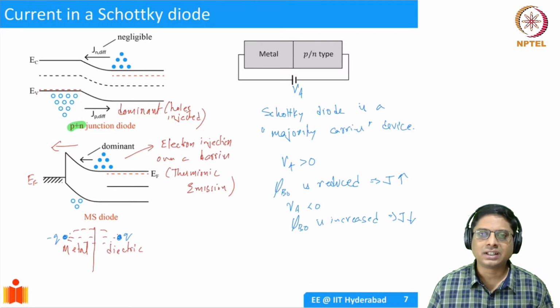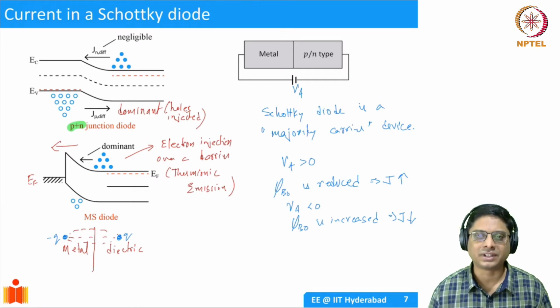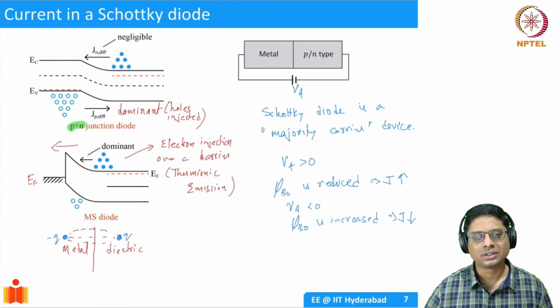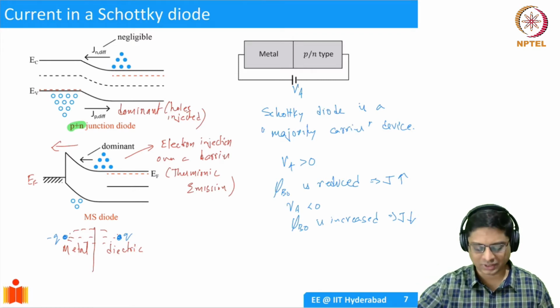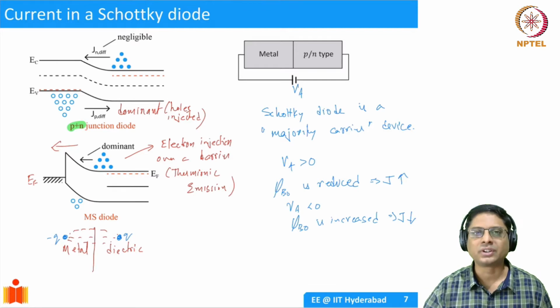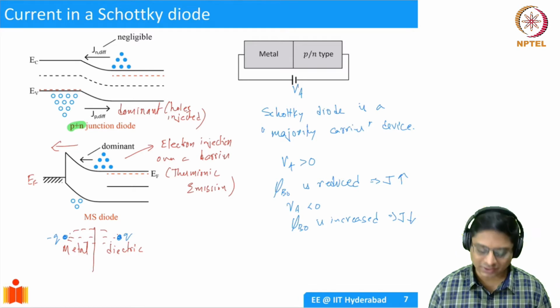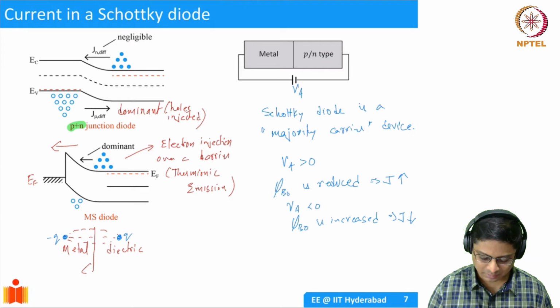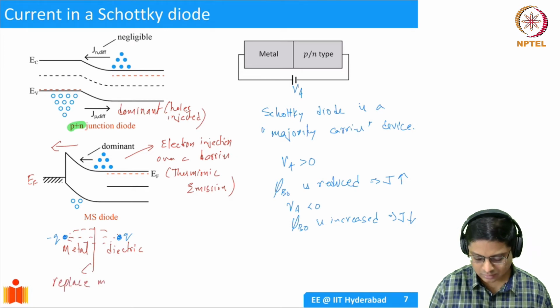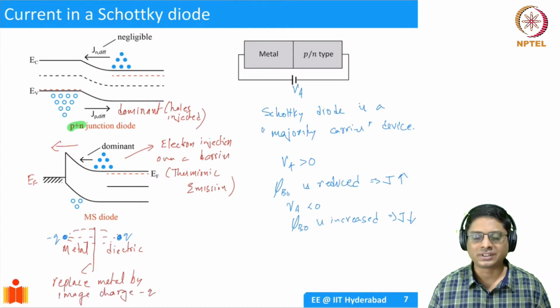Essentially, since the metal has lots of electrons, it's going to be difficult to describe that, right? If you start calculating Coulomb's law between each electron and the electron in the dielectric, you have to calculate the forces and all that. It becomes complicated. So one of the ways to analyze this problem without doing all that is simply to replace the metal by an image charge minus Q. Anyway, it's not that important right now.